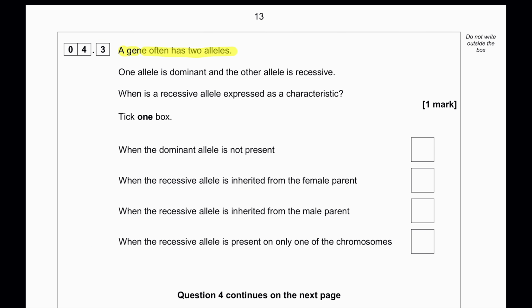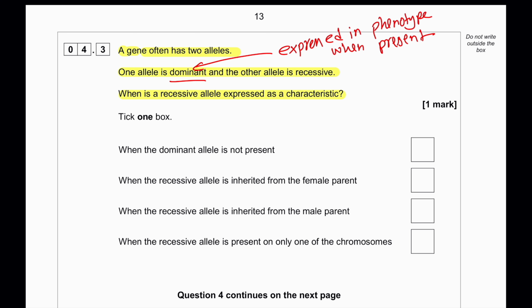A gene often has two alleles. One allele is dominant, the other allele is recessive. When is a recessive allele expressed as a characteristic? Now, to understand dominant, this is an allele that is expressed in the phenotype when present. And when it comes to a recessive allele, it is only expressed if both alleles are recessive.